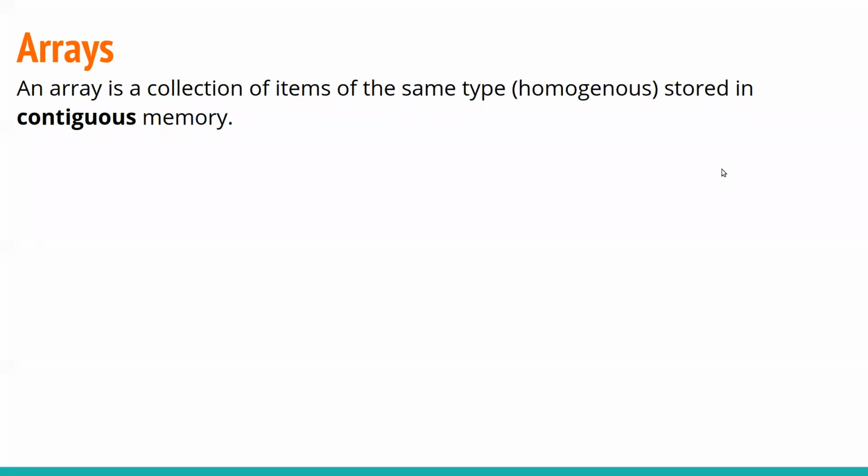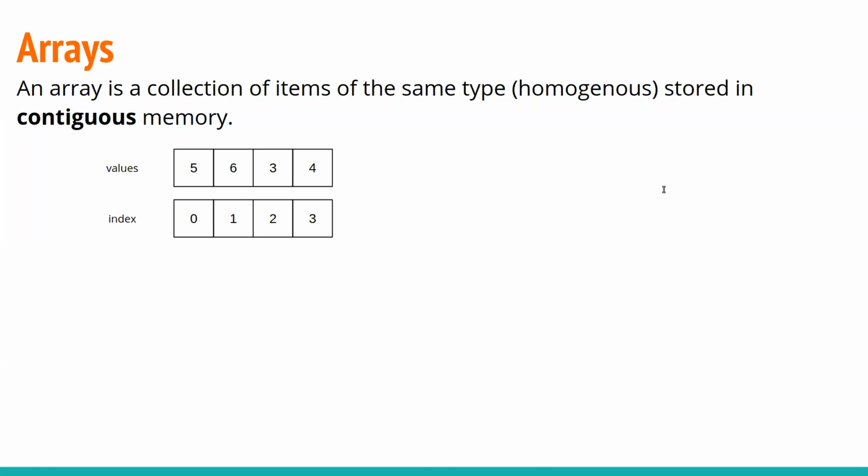And they are stored in contiguous memory. What do we mean by contiguous? That means it's all next to each other. And I mean that literally, okay? In the computer's memory, everything in an array is stored next to each other, literally in the computer's memory, okay? So let's go through some examples of arrays before we discuss more in detail.